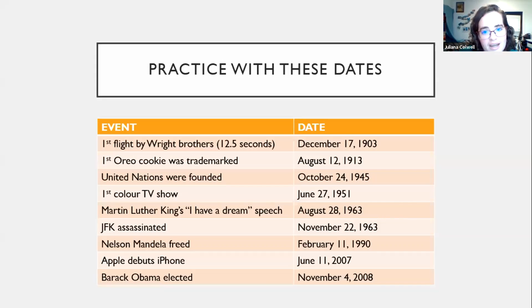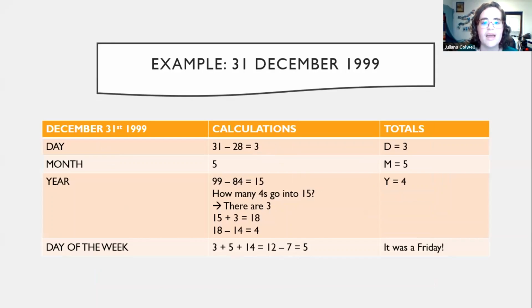So I've provided in this presentation some dates that you can practice with. So there are random dates, for example, the first flight of the Wright brothers or the first Oreo cookie being trademarked. So depending on if you want to look at this further and memorize this calculation, this is something that you can practice with. And this is just sort of a recap of how to do the calculation.